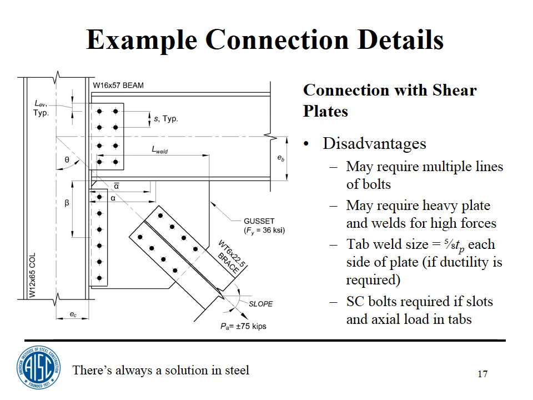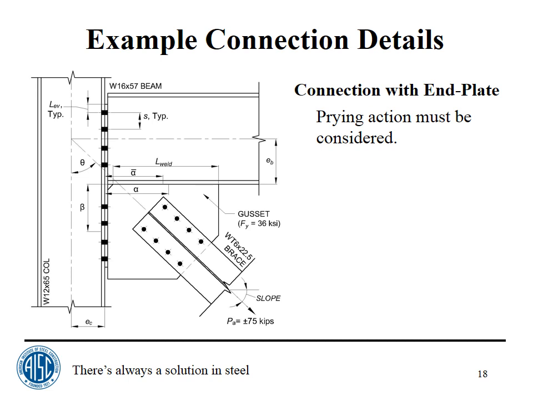Slip critical bolts are required if slots are used in the tabs because you're going to have an axial component. The third type of connection is the end plate, and prying action must be considered for this one.